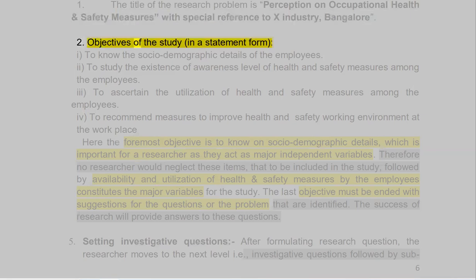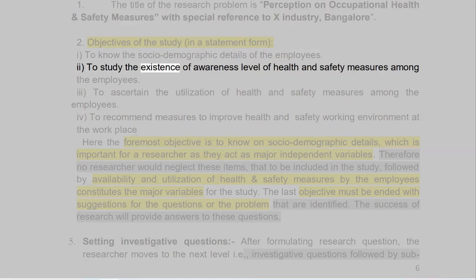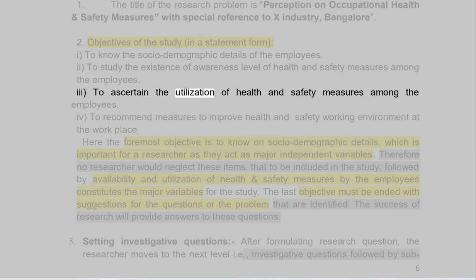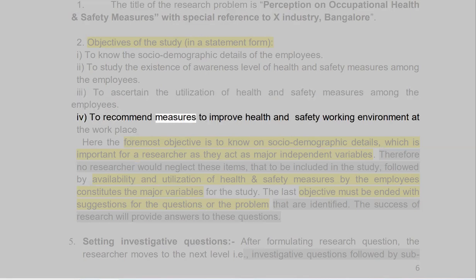2. Objectives of the study, in a statement form. 1. To know the socio-demographic details of the employees. 2. To study the existence of awareness level of health and safety measures among the employees. 3. To ascertain the utilization of health and safety measures among the employees. 4. To recommend measures to improve health and safety working environment at the workplace.